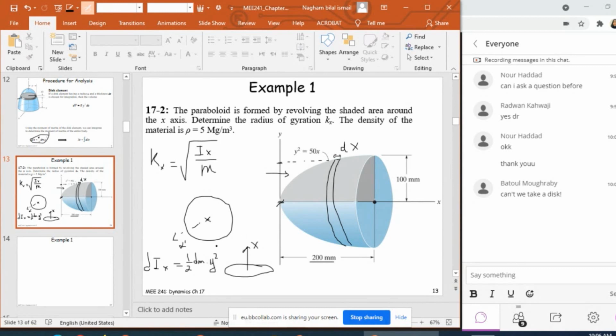But I don't know the equation of dm. I have to find this equation. How to find this equation? What is dm? dm is equal to rho dV. All right. And what is dV here? dV is always the area times the thickness. Now the area here is pi r squared, and I know that r squared is y squared, times the thickness, which is dx. Okay, so I know the equation of dIx, guys.